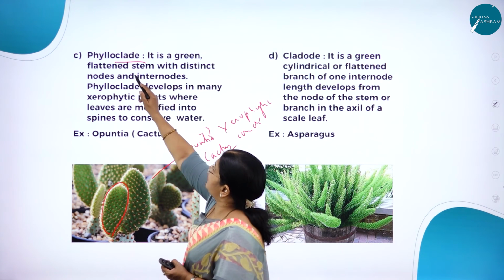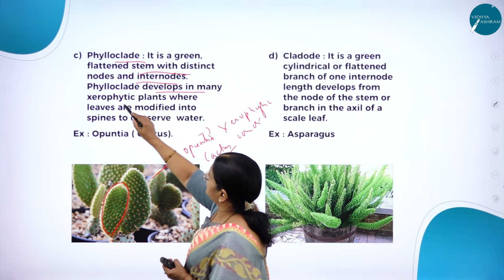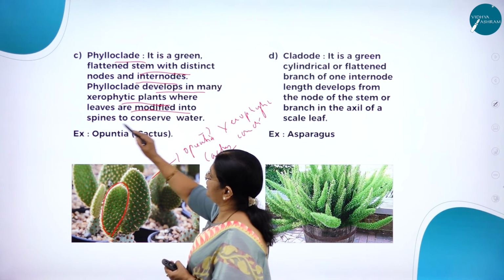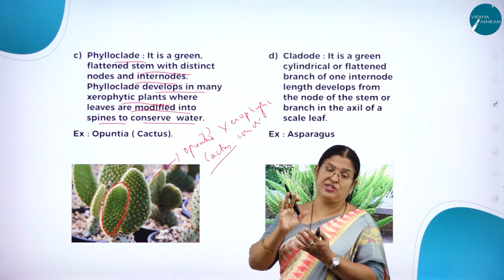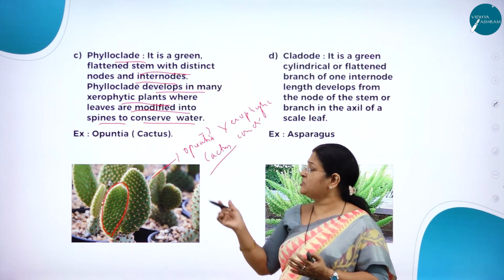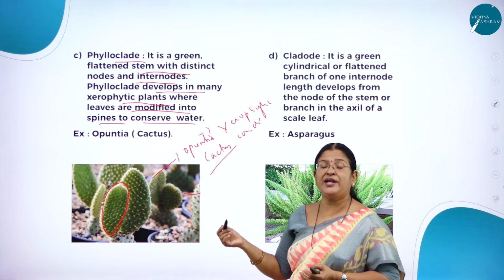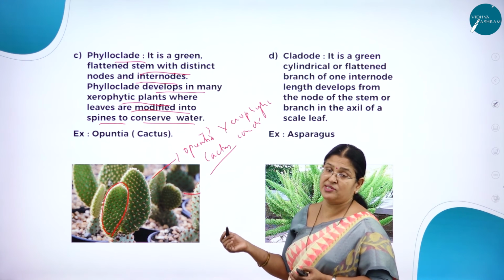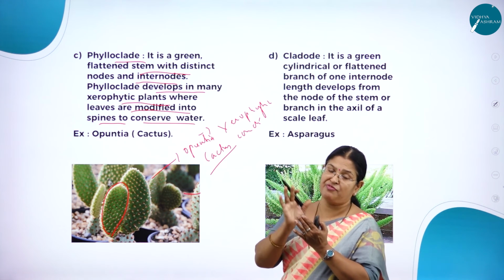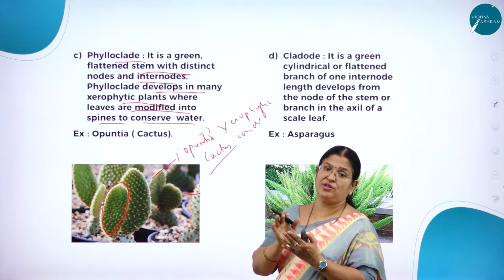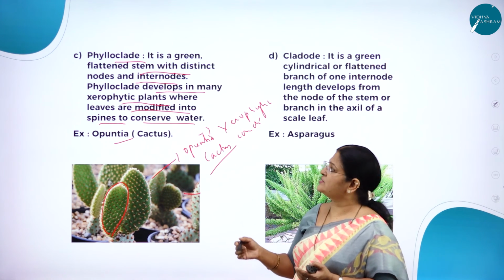It is a green flattened stem with distinct nodes and internodes. Phylloclade develops in many xerophytic plants where leaves are modified into spines to conserve water. See why it has undergone modification into a flat structure, and it is green in color. Here the stem itself is modified into a leaf. Why? To carry on the process of photosynthesis. As the temperatures are extreme there and there is scarcity of water, it becomes a flat structure, green in color, to carry on the process of photosynthesis. Example is opuntia, or what we call cactus.